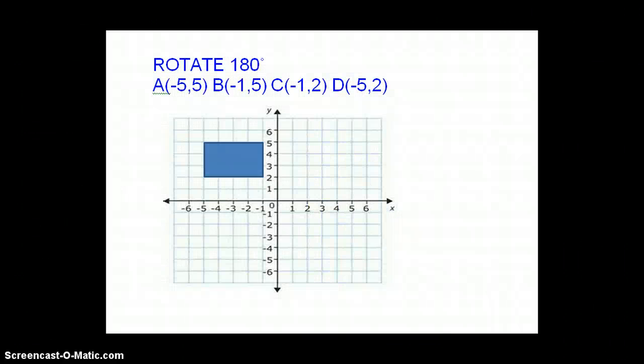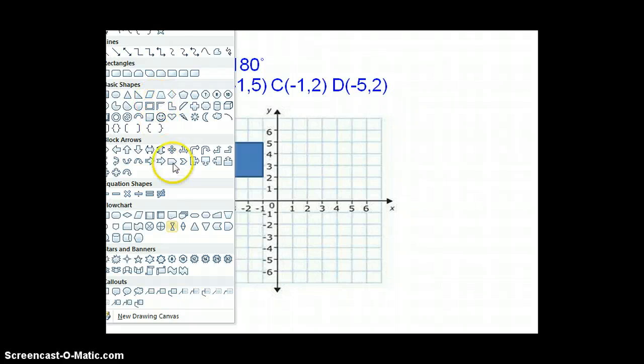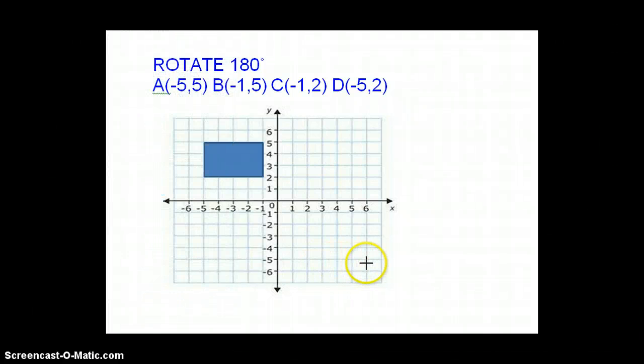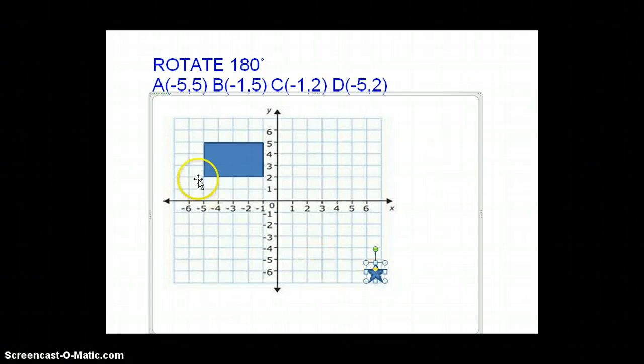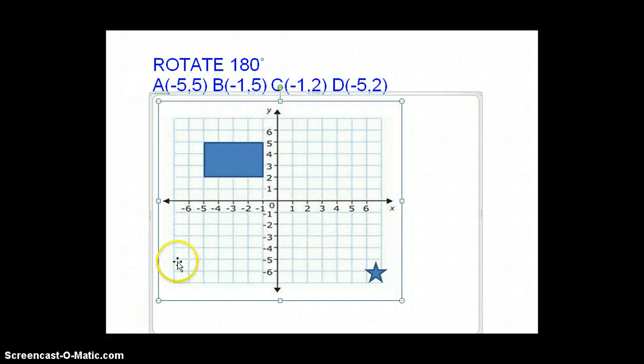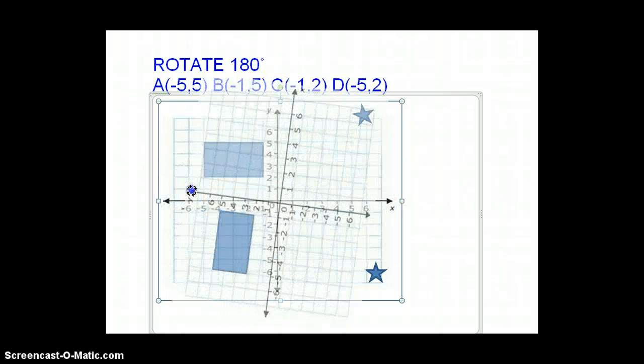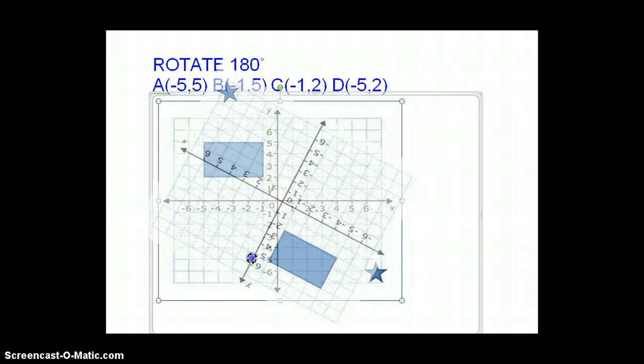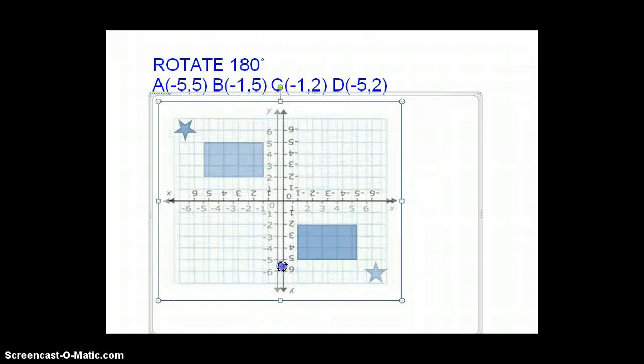So let's look at an example. If I want to rotate this rectangle 180 degrees, I know that it's going to end up in this quadrant down here. So what I'm going to do is put a star in that quadrant. That way I know that's where I want it to end up. Now what I'm going to do is rotate the entire graph 180 degrees. So my star is up where my original shape used to be.